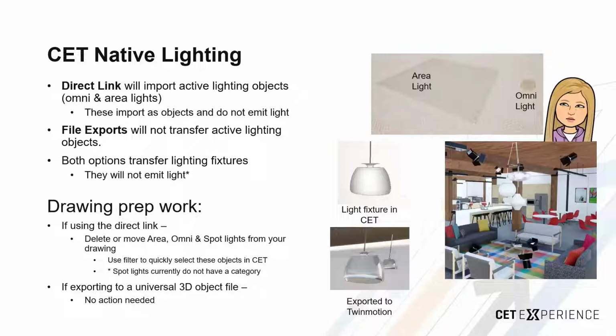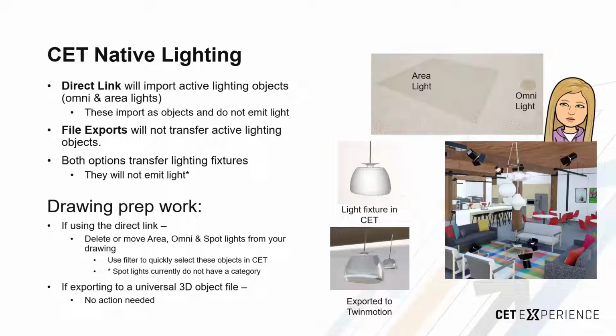So if you plan to use the direct link method for exporting, there is a little bit of prep work that I would suggest you do first. The first thing I would say is to either delete or move all the area lights, omni lights, and other spotlights out of your active drawing area. These objects are much easier to remove and manipulate in CET rather than trying to move every single one of them individually in Twinmotion. I've made a couple of visibility settings to aid with this task, and I'm happy to share those with anybody who would like them. I'll show you how to use those visibility settings in just a moment.